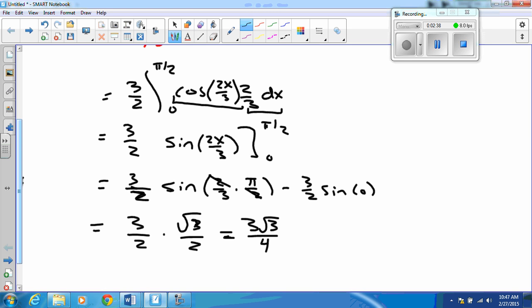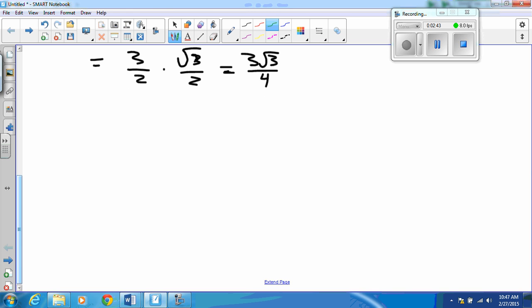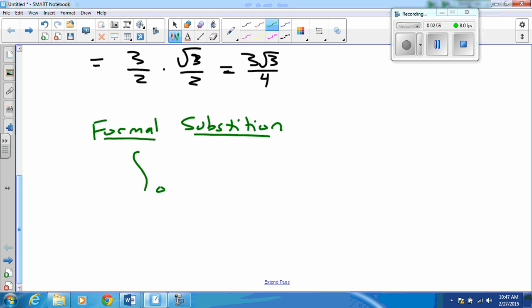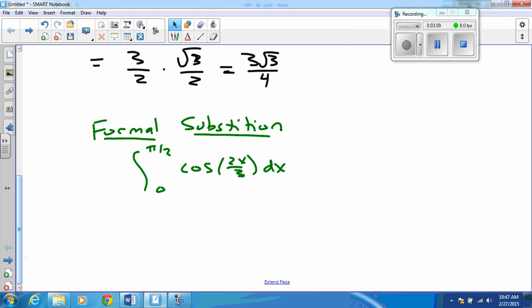Well, what if I did this with formal substitution? If I do this with formal substitution, then I'm going to walk through the same process that we have done. That is, I'm going to pick a u, and then I'm going to transform the integral in terms of u. The one thing that's going to be different is what we have to do with the limits of integration. We're going to have to transform them also.